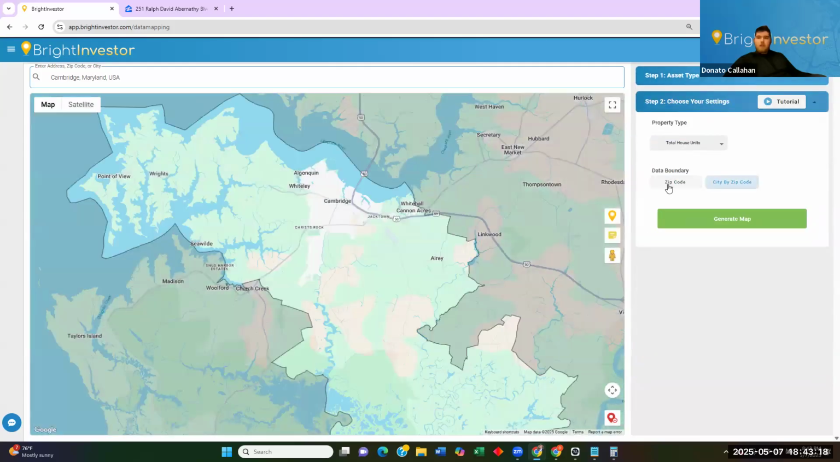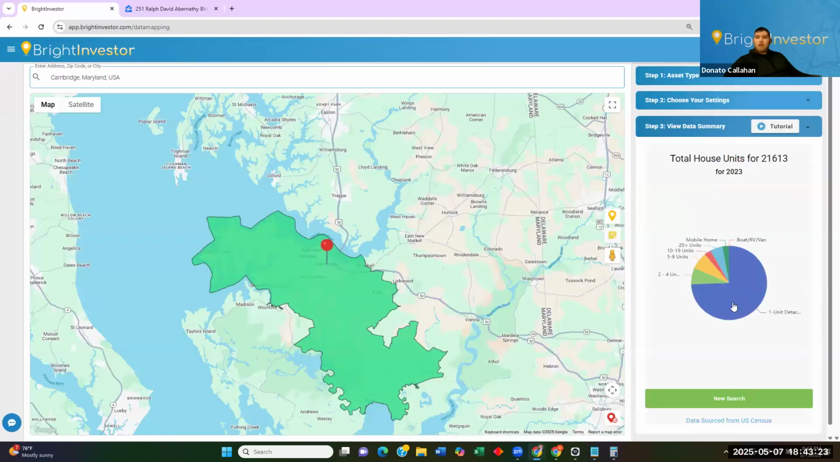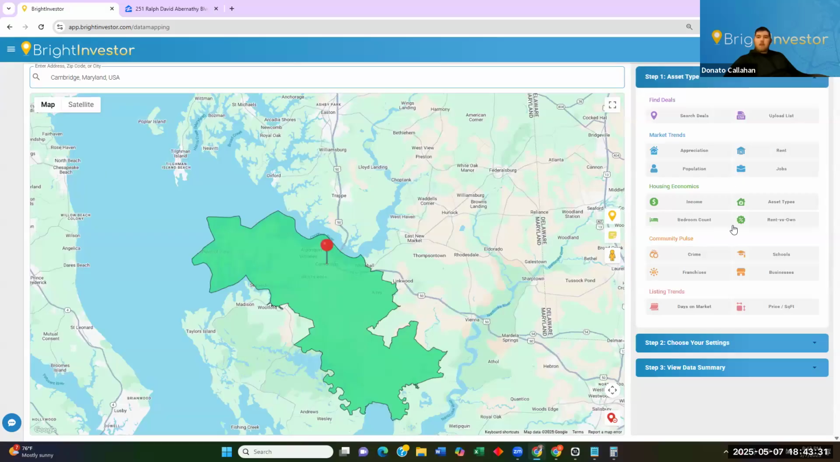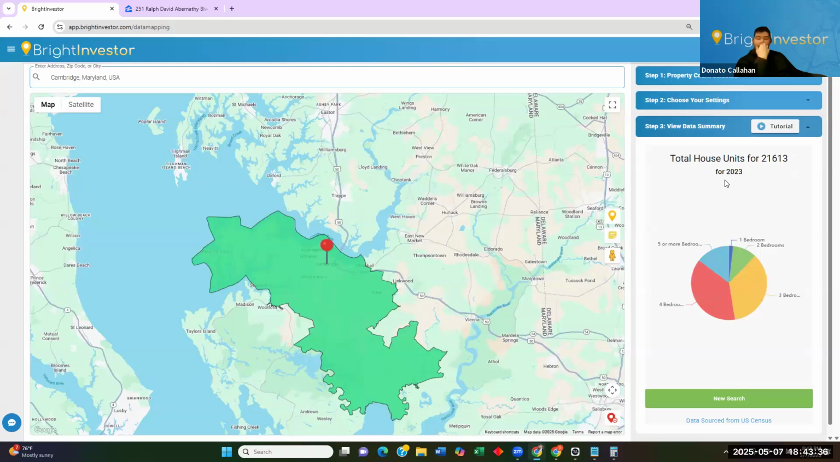Now, most of the properties here in this area are, I'm going to guess, single family. Yeah, mostly single family. You've got a little bit of multifamily, but mostly single family. And that single family is primarily what kind of property? 3 and 4 bedrooms. Okay, a lot of 3 and 4 bedroom single family here.